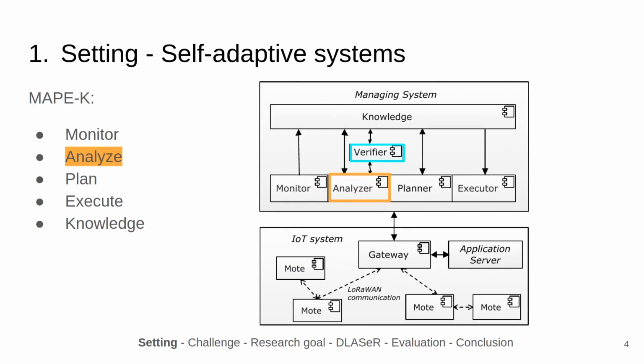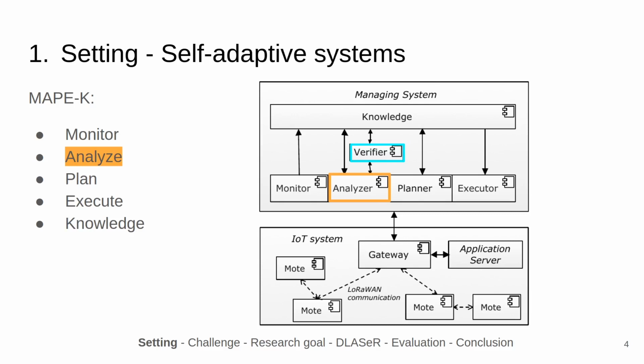Concretely, we position our work in the MAPE-K architecture-based self-adaptation. In this figure we see two parts as mentioned before. We see the managing system on top of the managed system. In this case the managed system is an IT system. The 5 MAPE-K components are the monitor, the analyzer, the planner and the executor, which all share a common knowledge.